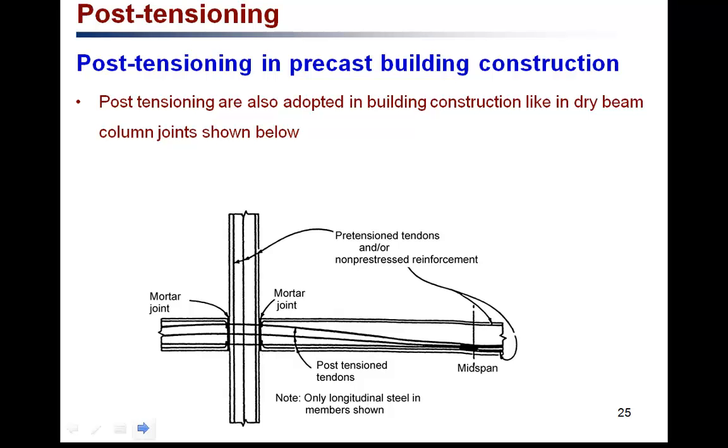Post-tensioning is also quite popularly used for precast building construction. For the precast building, the beams and columns are cast in the factory and then transported to the site. And at the site, the columns and the beams are joined together using dry beam-column joints with these post-tension members. So these are the post-tension members. They are placed inside the beams and the columns and then are stressed, which will act as these dry joints. So this is another use of post-tensioning for precast building structures.